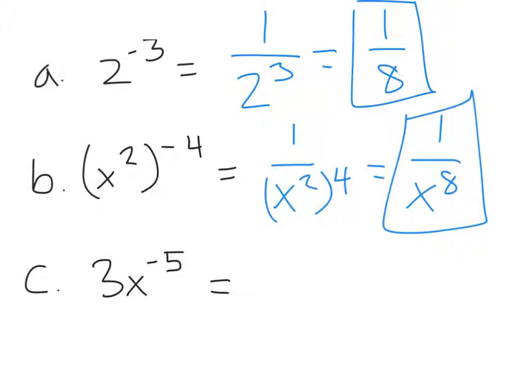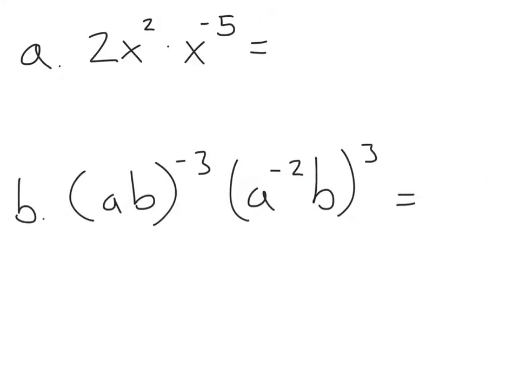Lastly, I want to remind you, exponents only apply to what they're right next to. So this 3 has nothing to do with that. So only the x to the negative 5th is going to move to the denominator and become x to the positive 5th. This will look like this, 3 over x to the positive 5. Nothing else we can combine there, so that's our answer.